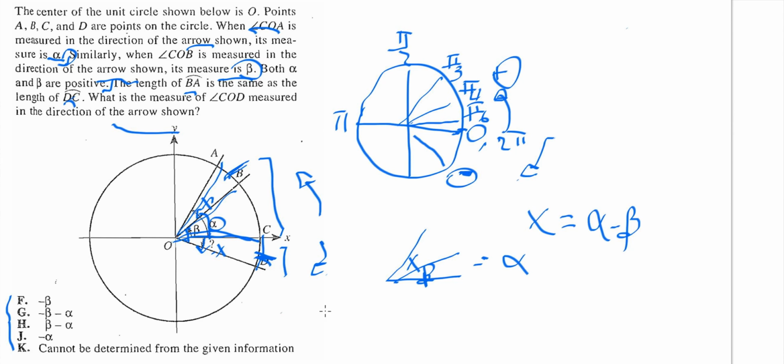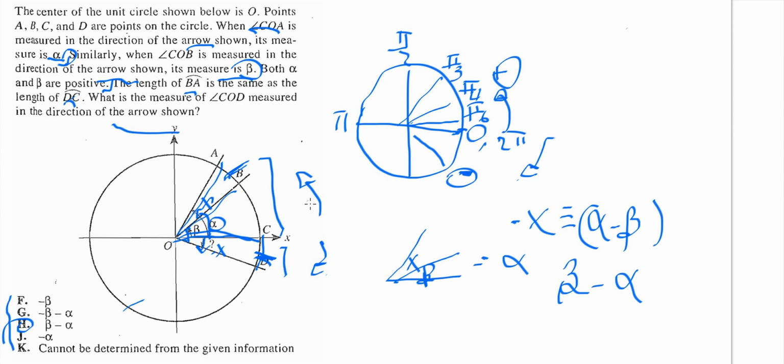Well, if that's the case, then our answer choice, which has to be negative, will simply be negative 1 times alpha minus beta. That is, we're going to get beta minus alpha. And that should be answer choice H here.